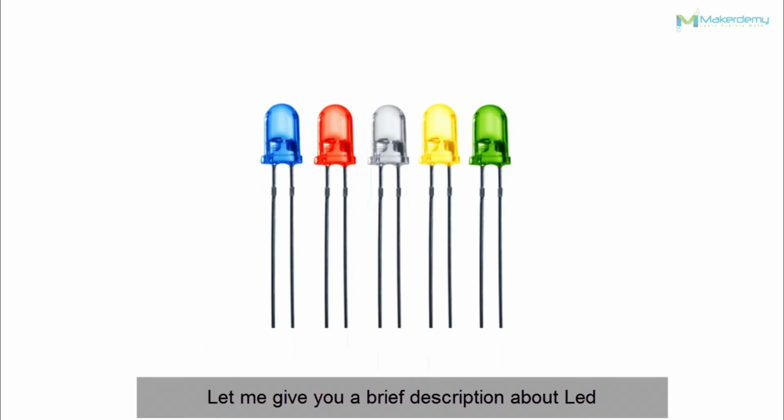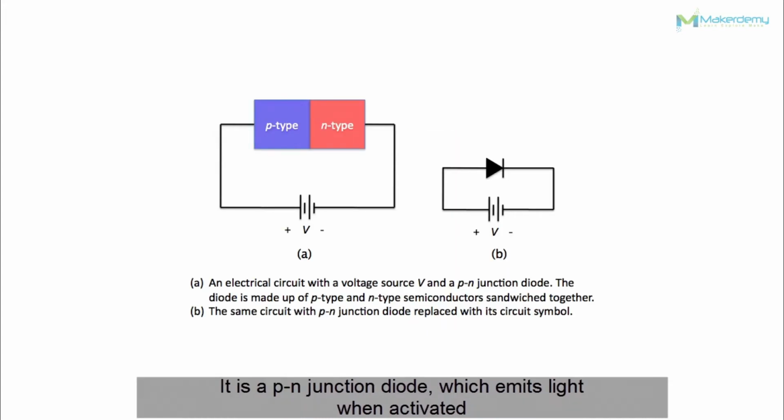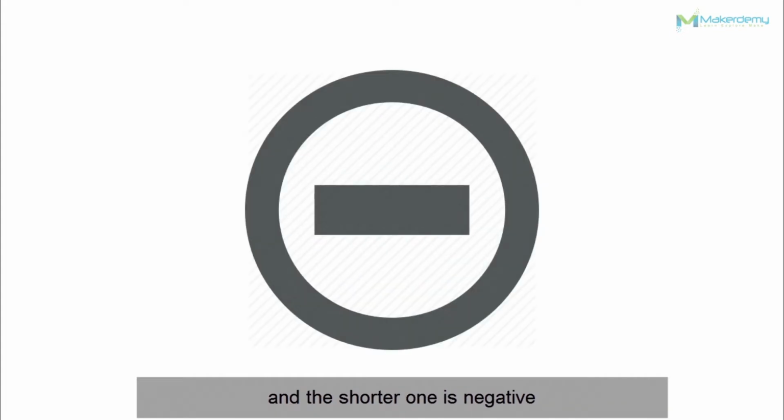Let me give you a brief description about LED. A light emitting diode is a 2-lead semiconductor light source. It is a p-n junction diode which emits light when activated. The longer pin of the LED is positive and the shorter one is negative.